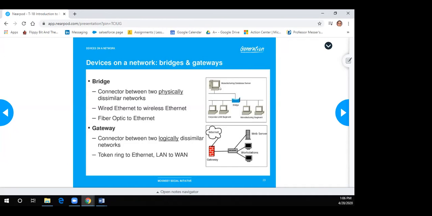Fiber optics speak in light. Their language is completely different than the copper signaling that's going on. We agree. Same thing with the wired Ethernet versus the wireless Ethernet. They're using 2 different technologies to be able to communicate with each other, and that's what the device does. It just bridges those 2 dissimilar physical networks together.